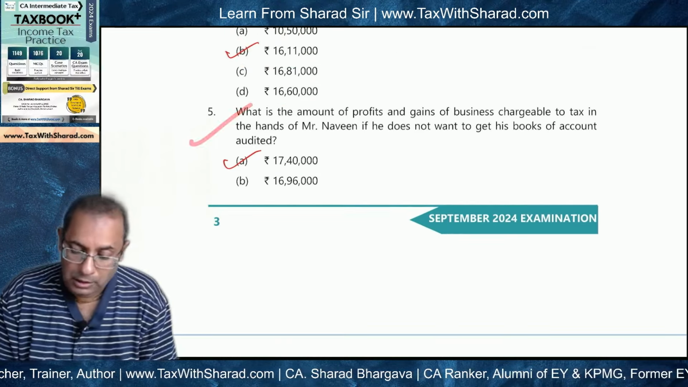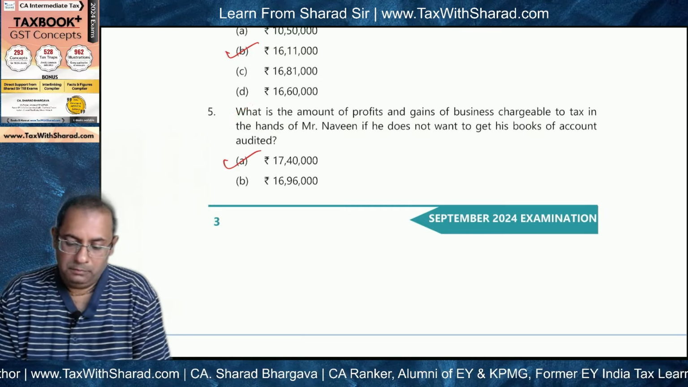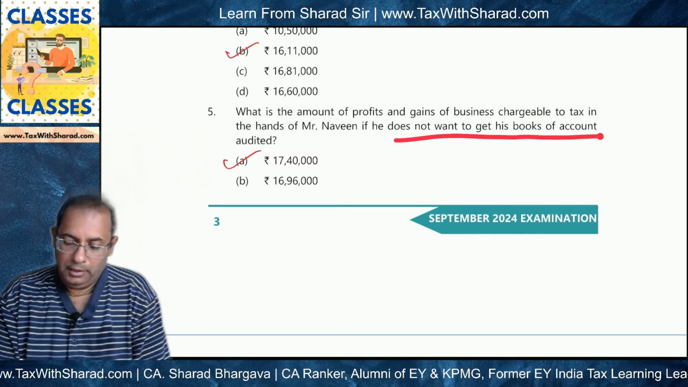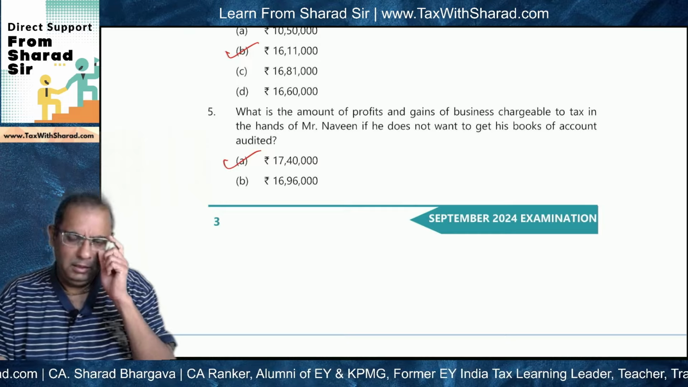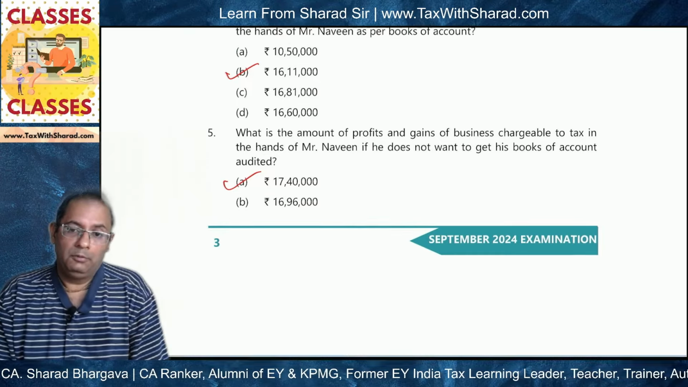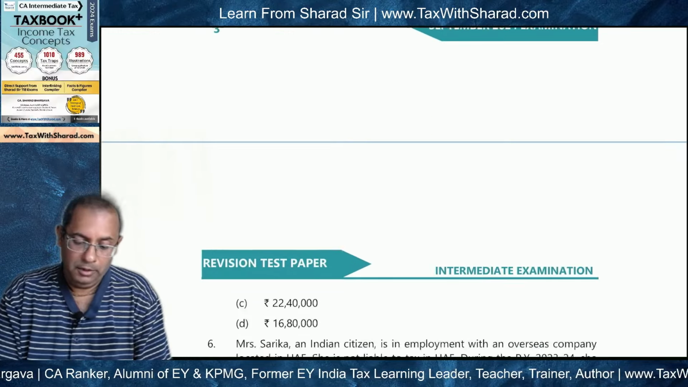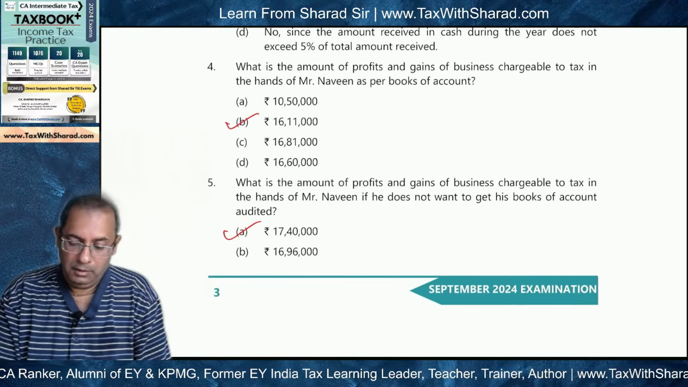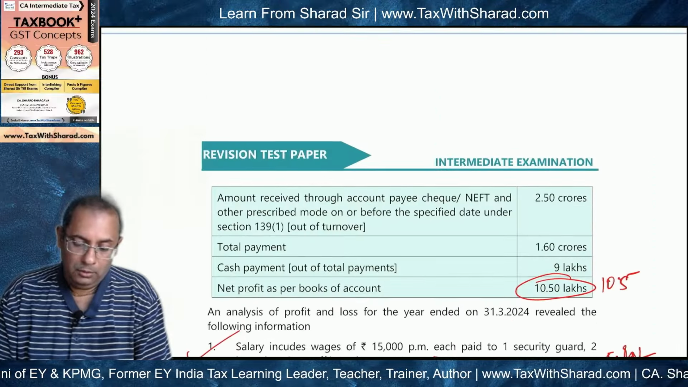Okay, next. What is the amount of profits and gains of business chargeable to tax in the hands of Mr. Naveen if he does not want to get his books of accounts audited? So if he does not want to get his books of account audited, that means he will have to declare income on a presumptive basis under 44AD. So basically, under this question, we need to calculate the amount of presumptive income under section 44AD. And how do we do that?